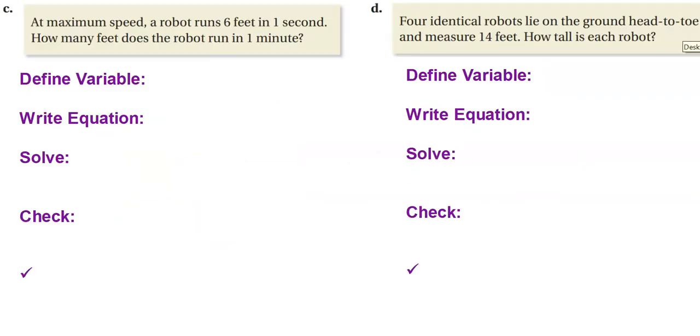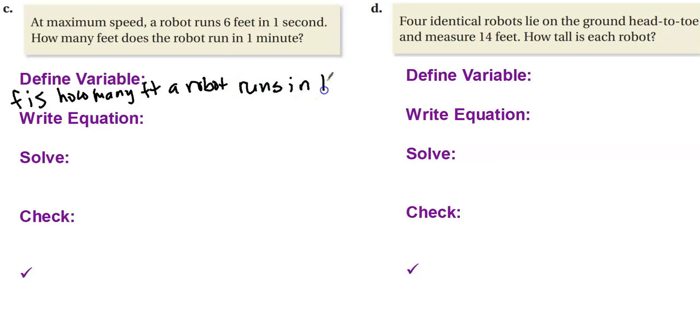Okay, so these are a little more challenging, but let's try these. At maximum speed, a robot runs 6 feet in 1 second. How many feet does the robot run in 1 minute? So that's what I'm looking for, right? How many feet in 1 minute? So I could call my variable F. F is how many feet a robot runs in 1 minute. Okay, so here's my equation.